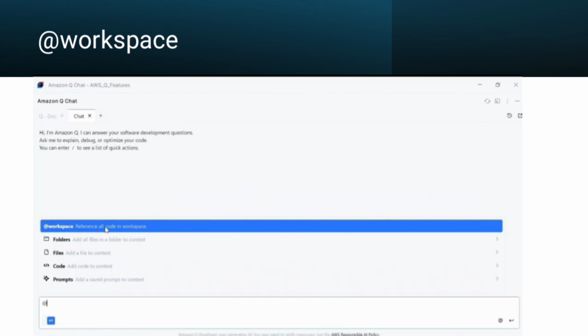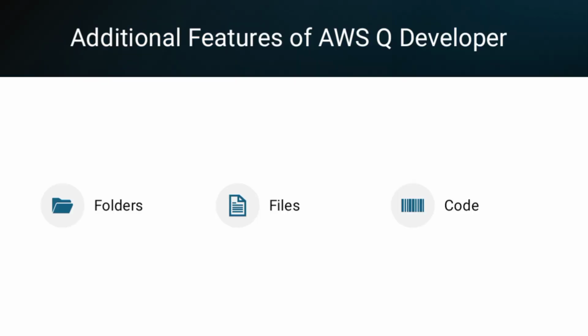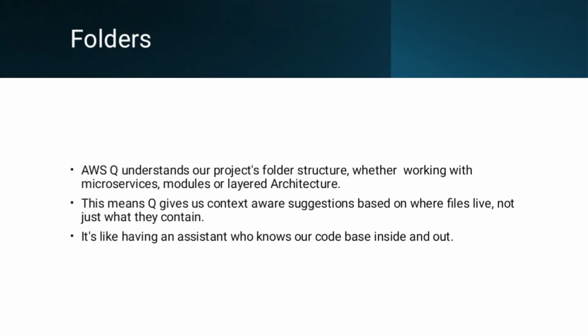So by choosing the folders, we can see all the folders in the projects we are using. And AWS Q understands our project's folder structure, whether working with microservices, modules, or layered architecture. This means Q gives us context-aware suggestions based on where files live, not just what they contain. It's like having an assistant who knows our code base inside and out.